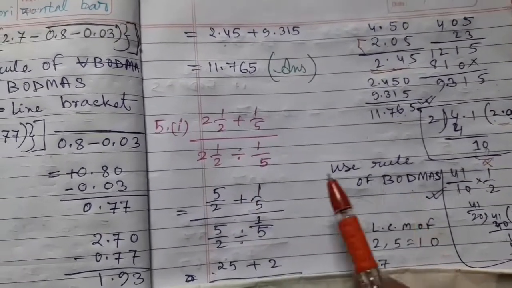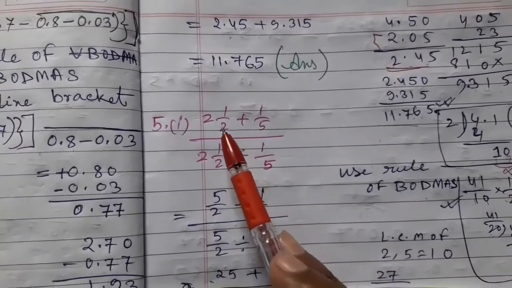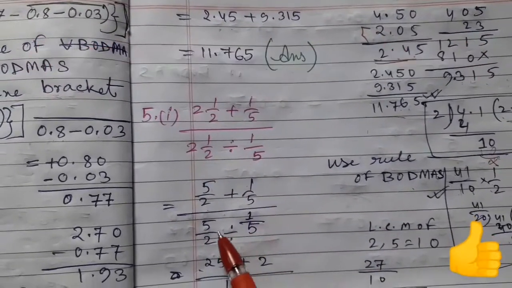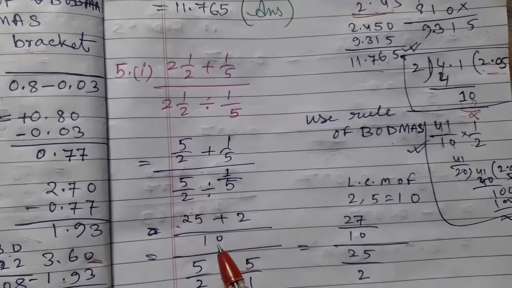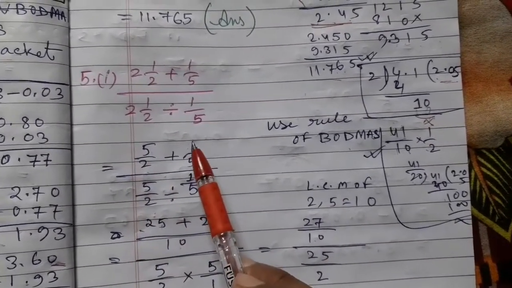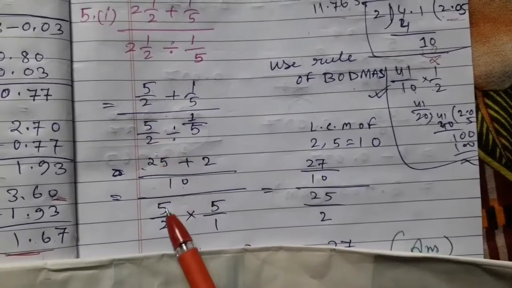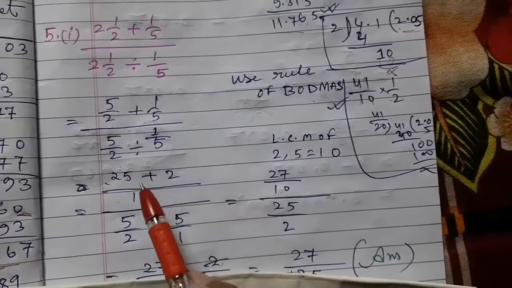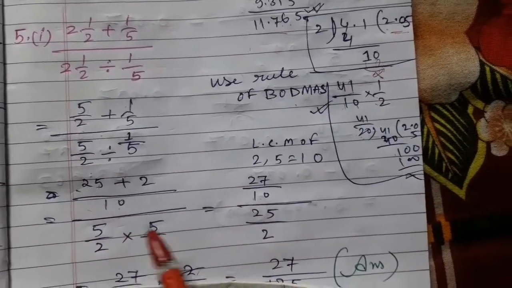Use the rule of BODMAS. First, convert the mixed fraction to an improper fraction: 2 times 2 is 4, plus 1 is 5, so 5 by 2, divided by 1 by 5. LCM of 5 and 2 is 10: 5 times 5 is 25, 2 times 1 is 2, so 25 by 10 and 2 by 10. Divide means take the reciprocal and multiply. Next, 25 plus 2, 5 plus 2 is 7.